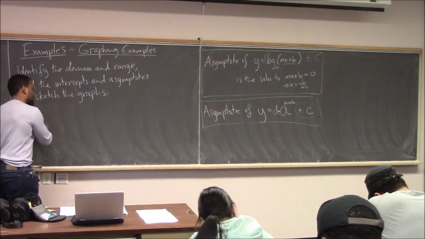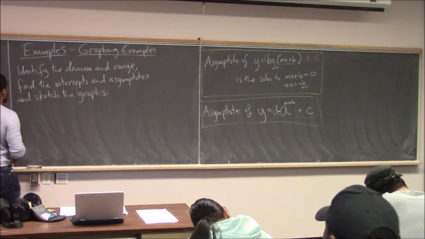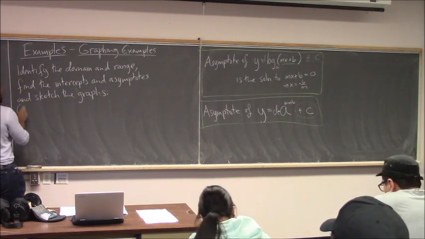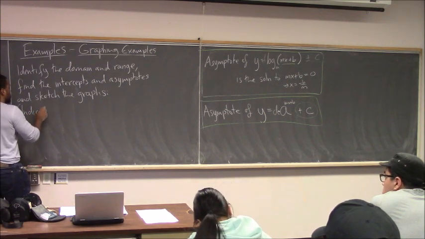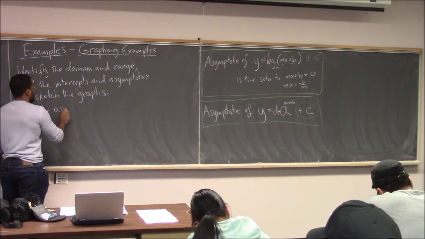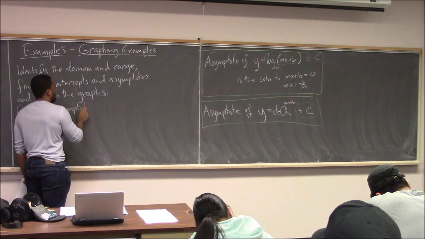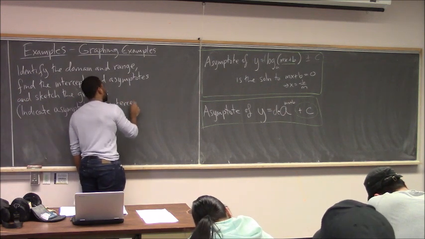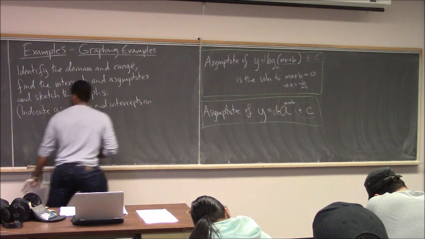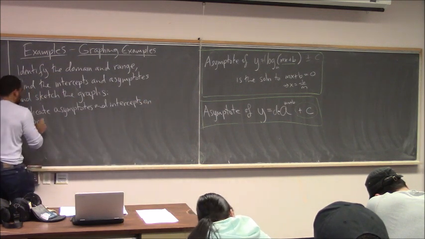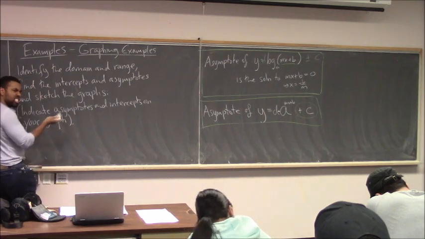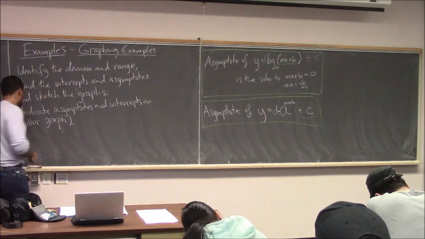So you just say sketch the graph and it'll give you an example and you're going to actually do this. And usually it's going to require you to indicate asymptotes and intercepts on your graph. There are many ways you can ask this question, but basically this is going to be the kind of thing you're asked.